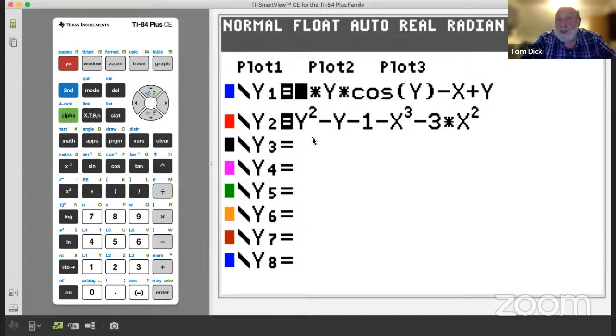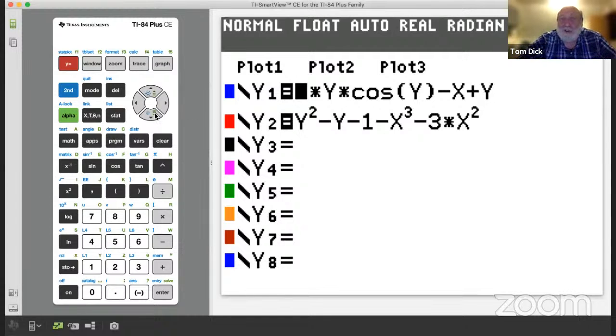And I just wanted to point out that this is a case where we can actually put together a curve and graph it on the 84 that matches what Steve had. Because notice my y2, the way I have it written, for any value of x, this would just be a quadratic polynomial in y. It's y squared minus y, and then this whole thing with the x in it, minus 1 minus x cubed minus 3x squared. I'm thinking of that as my plus c on my quadratic.